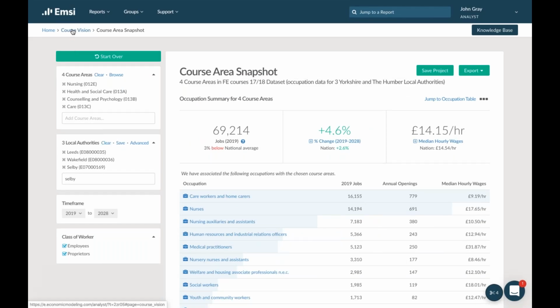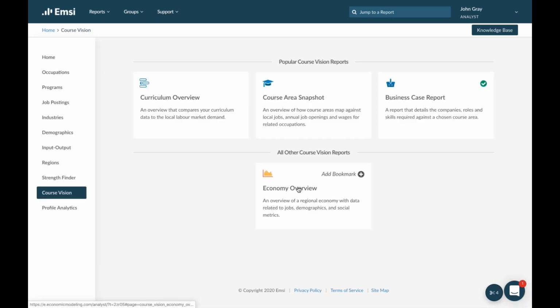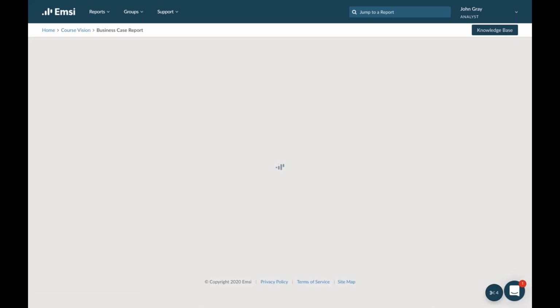So we're just going to pop back into Course Vision again, just to point out you can export this. This time, because there are more charts and things on there as well, you can export it to PDF or Word as well as to Excel. So we've gone through economy overview, curriculum overview, course area snapshot. The final report in here is business case.